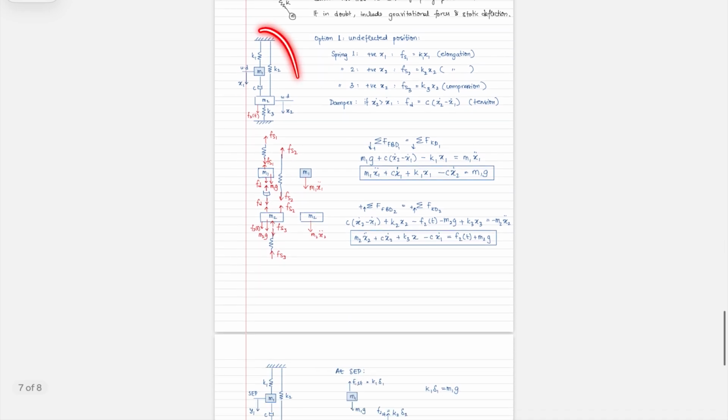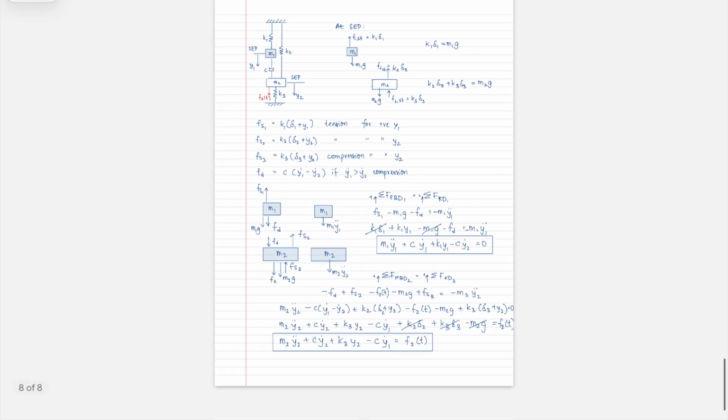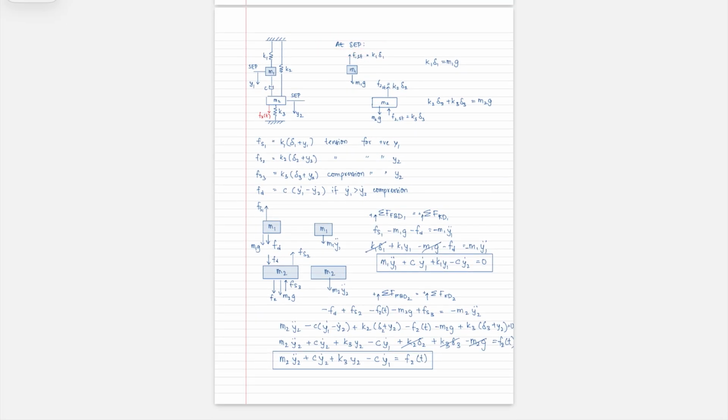And we did this system here where you study from the undeflected position. You can see that the gravitational terms do feature in the equation of motion, while if you were to measure from the SEP, in that case, with this new coordinate for measurement, you now don't have gravitational terms appearing in your system equation.